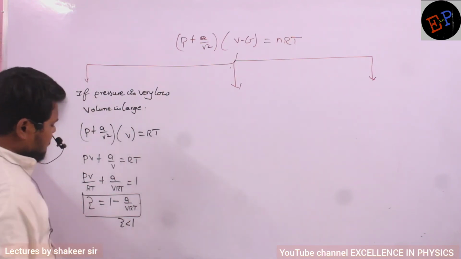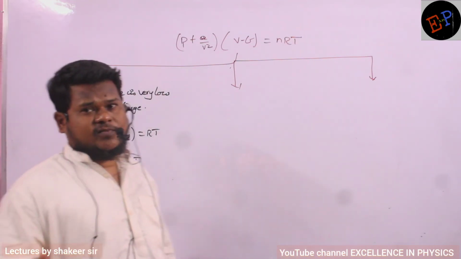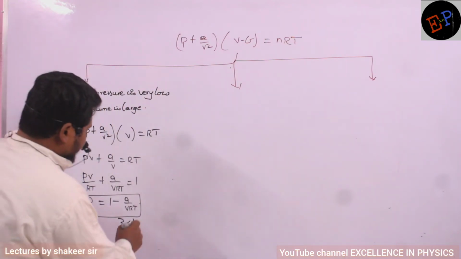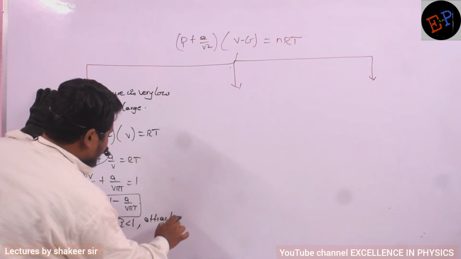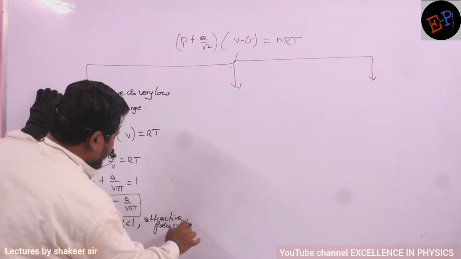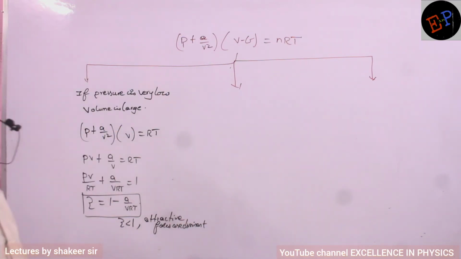If the Z value is less than 1, what is happening here? Definitely PV also will be lesser. So I can say that volume reduces, and therefore here attractive forces are dominant. Attractive forces are dominant in this condition.